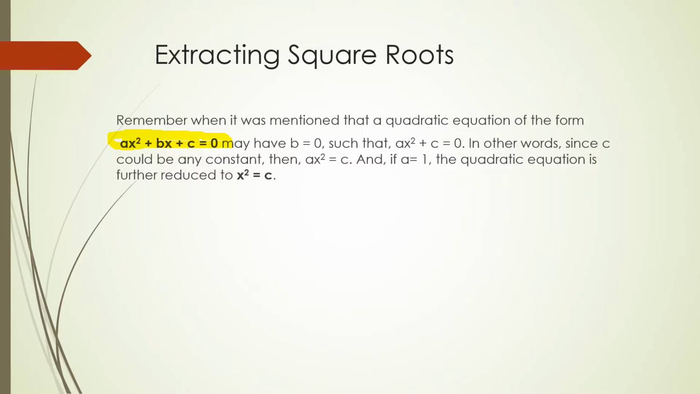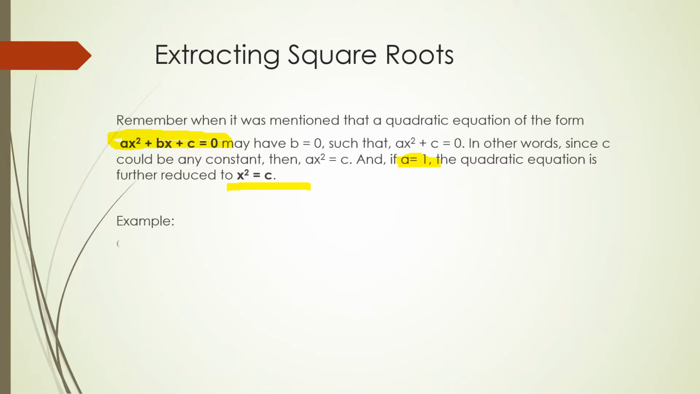Now, possible na magkaroon tayo ng b which is b is equal to 0. Such that, anong mangyayari? Wala na yung linear term natin kasi si b is equal to 0. And also, if your a is equal to 1, our quadratic equation will be reduced into x squared is equal to c. Okay, let's have example.